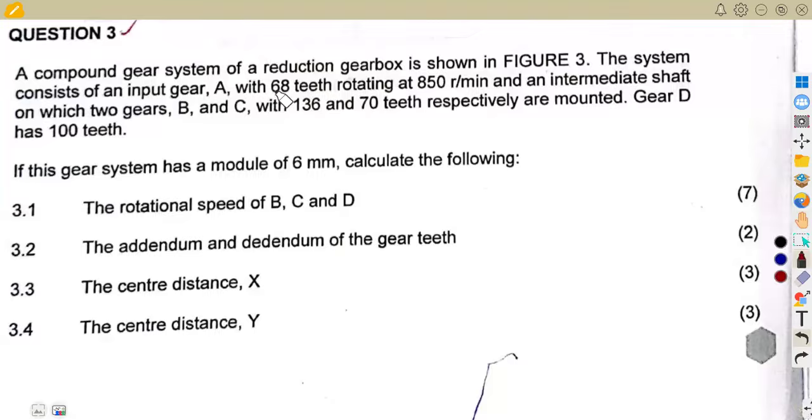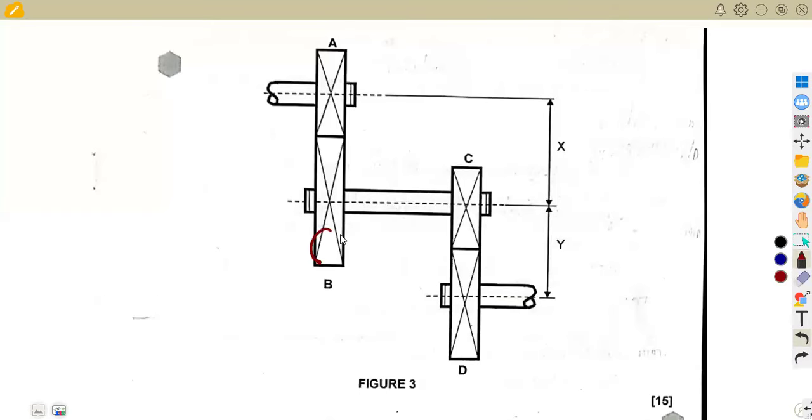I think everything is fine. We have 68 teeth rotating at this. That is at A. So at A, 68 rotating at what? 850. And an intermediate shaft on which 2 gears B, C with these teeth respectively are mounted. So there we have an intermediate shaft where B and C are mounted, and then the gear D, which is here. B and C on the intermediate shaft. No problem. So let us see what is happening here.